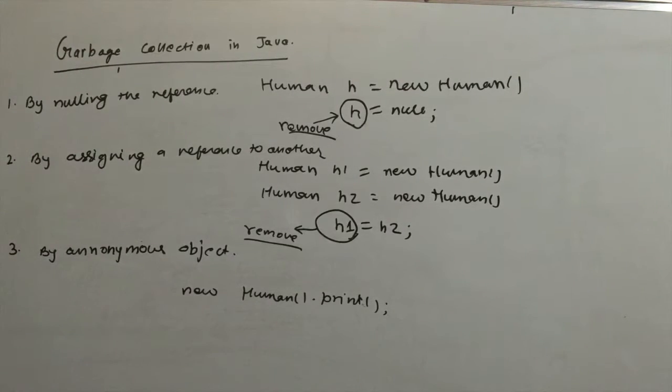So these are the three processes of making a program such that the garbage collector can remove the unreferenced, unused objects. Unused objects are removed by the garbage collector by detecting that objects are unreferenced. It removes all objects that are unreferenced. The processes of making unreferenced objects are by nulling the reference, by assigning a reference to another, and by anonymous object.